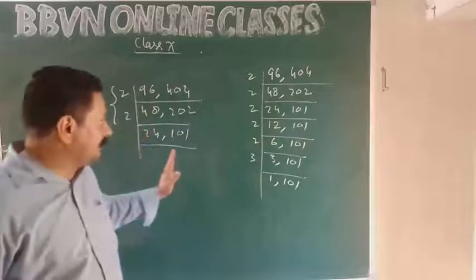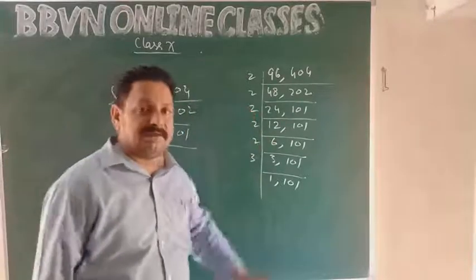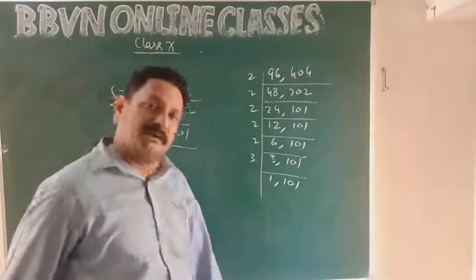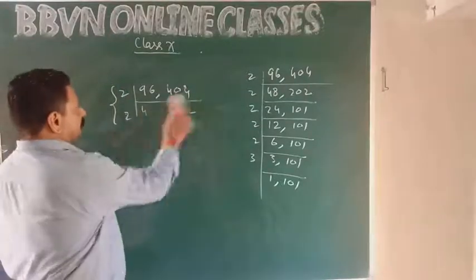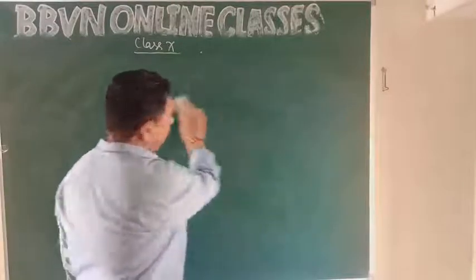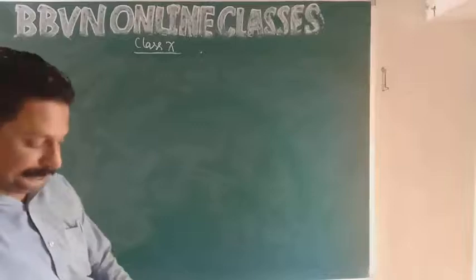So by the prime factorization method also you can find HCF as well as LCM. It is your choice. Whichever method takes the least time, adopt that method in the exam. So HCF has come, LCM has come, verify it. H into L is equal to A into B. Got it?